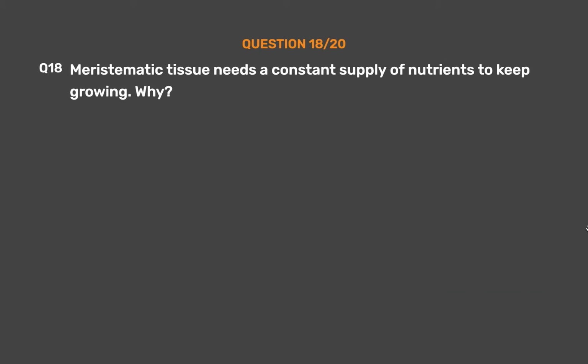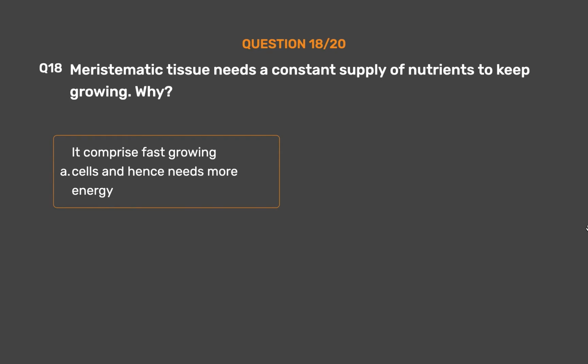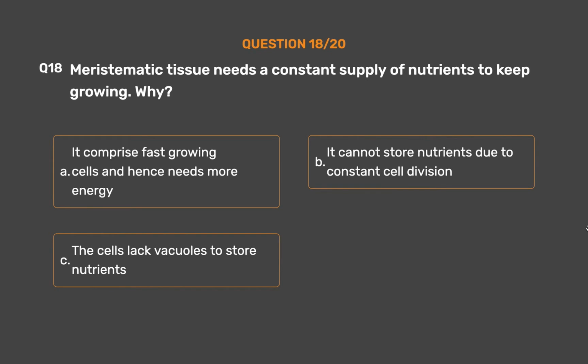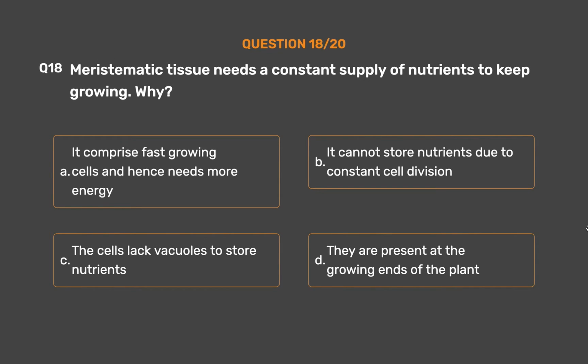Question number 18. Meristematic tissue needs a constant supply of nutrients to keep growing. Why? Option A. It comprises fast-growing cells and hence needs more energy. Option B. It cannot store nutrients due to constant cell division. Option C. The cells lack vacuoles to store nutrients. Option D. They are present at the growing ends of the plant.